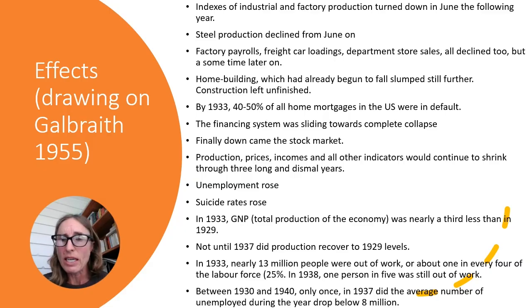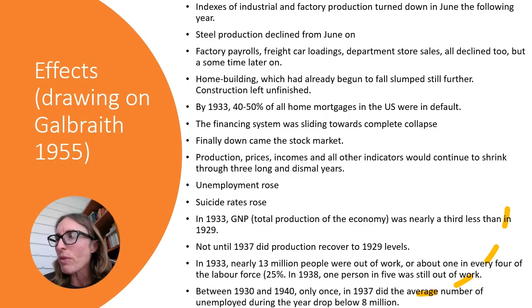In 1933, gross national product, the total production in an economy, was nearly a third less than it had been in 1929. So 33% less production was going on. It wasn't until 1937 that production actually recovered to its 1929 levels.